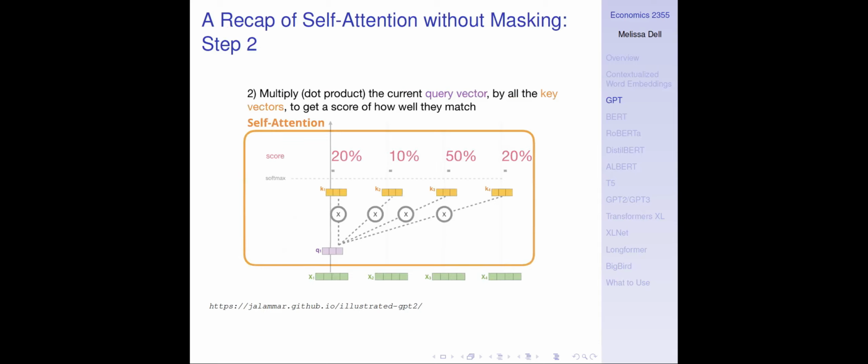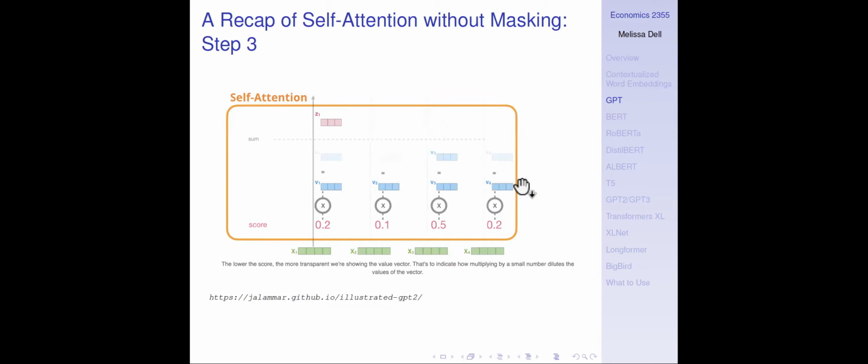And then we take the dot product between the current query vector and all the key vectors in the sequence. In language models, that sequence is going to be something like 512 words long. So you take the dot product between the query vector for the current word that you're considering and all the key vectors to get a score of how well they match. Then you take that and softmax it and multiply it by the value vectors that you computed. And then you add those up to create the attention vector.